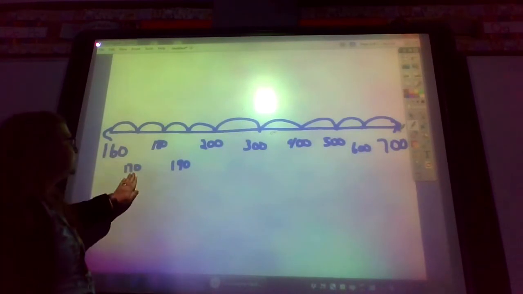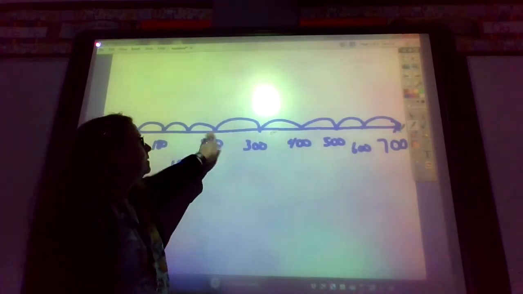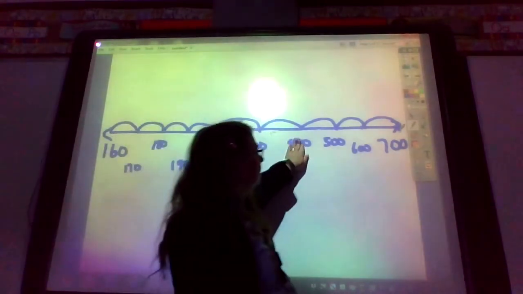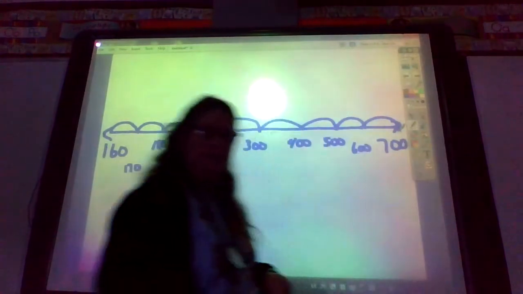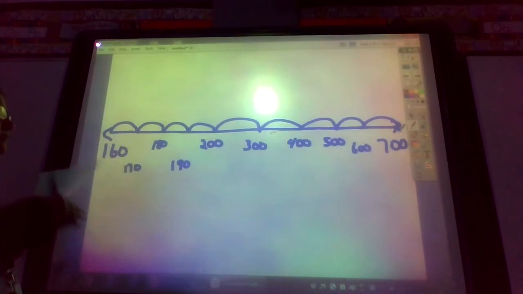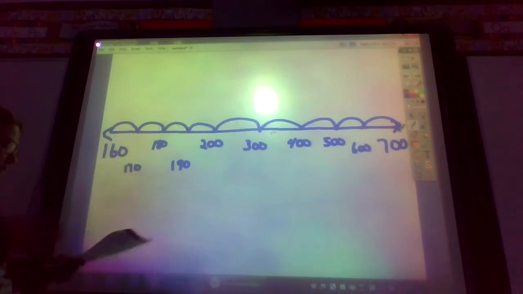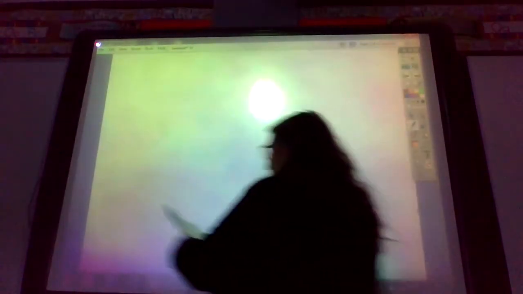160 to 170, to 180 to 190, 200, 300, 400, 500, 600, 700. Okay? I just made my hops in either tens or hundreds. Tens or hundreds. Hey, let's do the last one on this page. Let's do number 4.